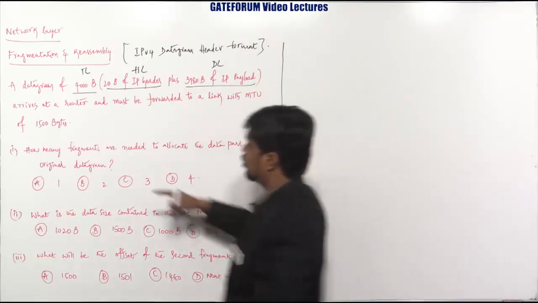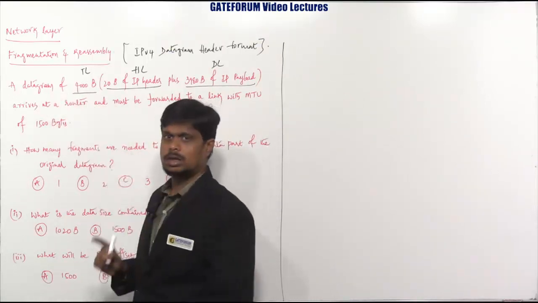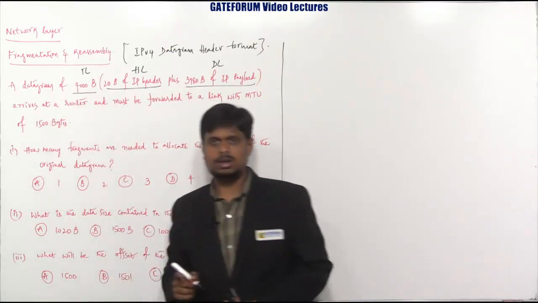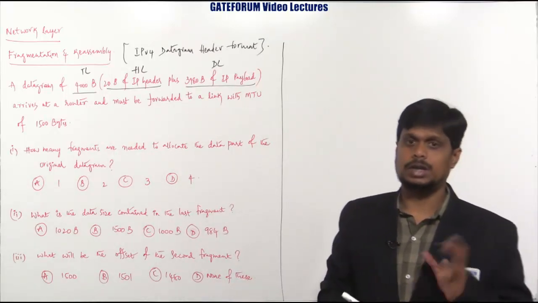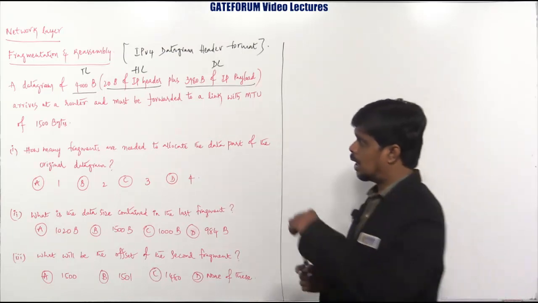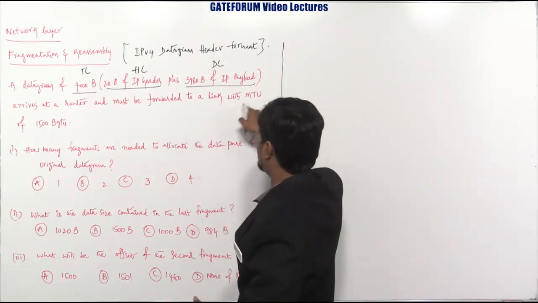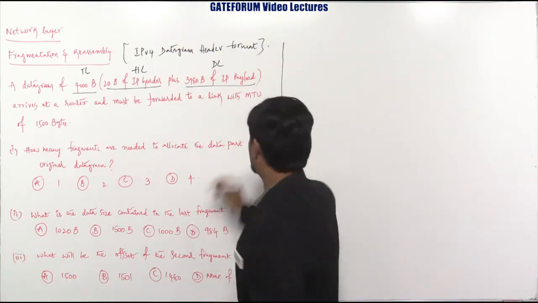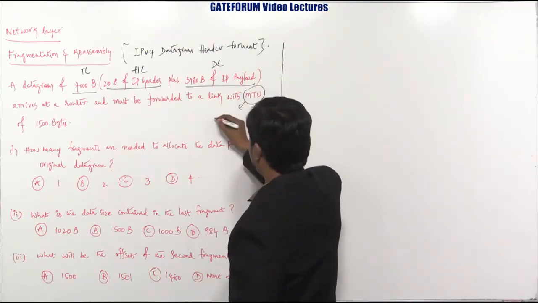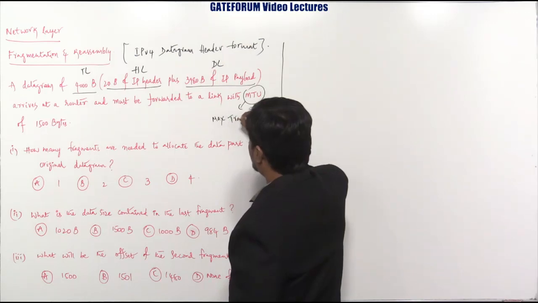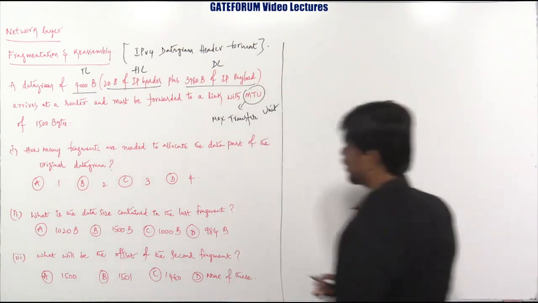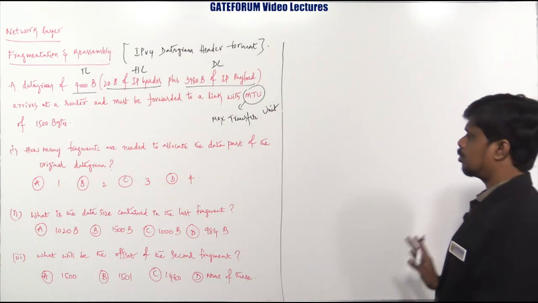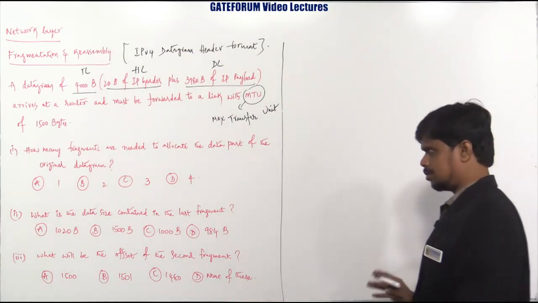So a 4000-byte datagram arrives at a router, of which 20 bytes is the IP header and 3980 bytes is the payload, meaning the data part, and it must be forwarded to a link with an MTU of 1500 bytes. What is the meaning of MTU? MTU stands for maximum transfer unit. How many fragments do we need to carry the data part of the original datagram? This is the first question.